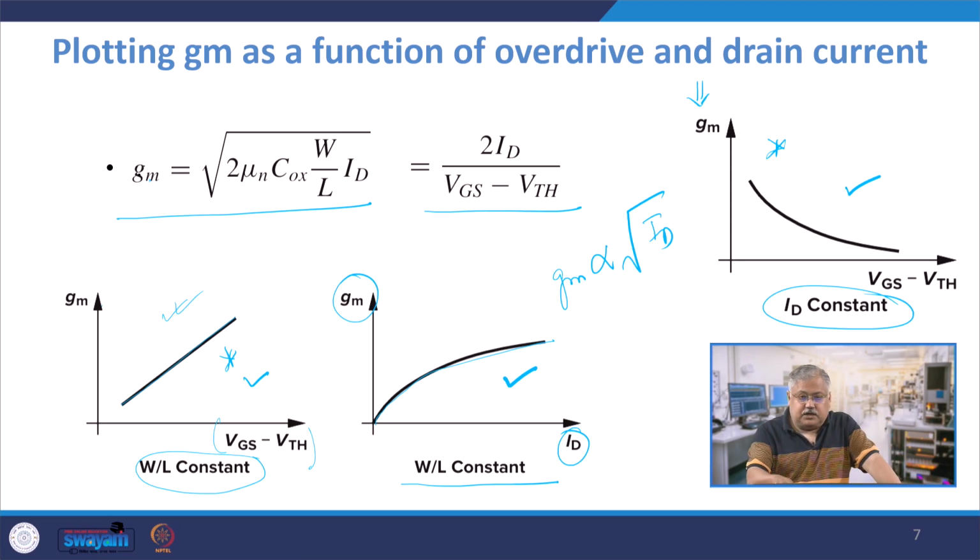Therefore this graph is not very much utilized in the devices domain. The problem with this graph is, as the overdrive increases, your transconductance shows a drop for a fixed ID, and the reason is mathematical in nature, there is no physical concept attached to it. So we will for all practical purposes refer to the other two graphs. I showed you this third graph in order to appreciate the fact that if you do not consider W by L constant, you will have a problem in plotting the graph.